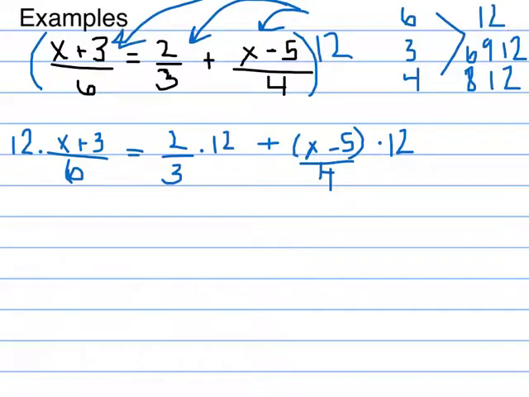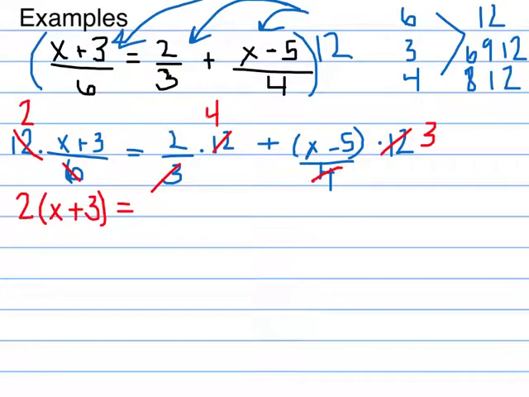So 12 and 6 reduce to 2. 2 over 3, and then we reduce times 12. You reduce that. 3 goes into 12 4 times, and then 4 goes into 12 3 times. So we end up with the fraction 2 times x plus 3 equals 2 times 4, which is 8, plus 3 times x minus 5.